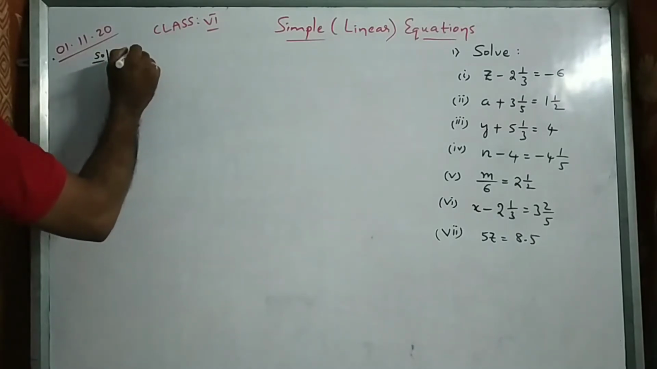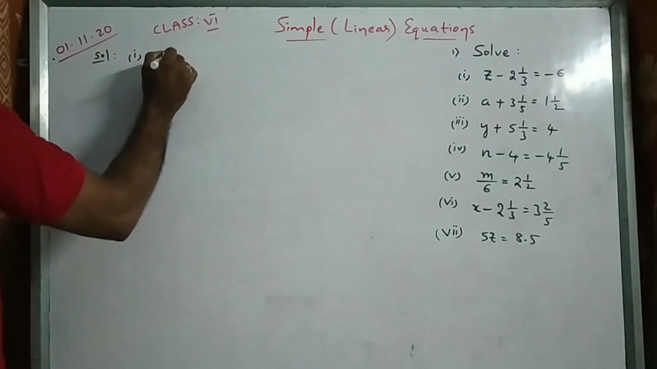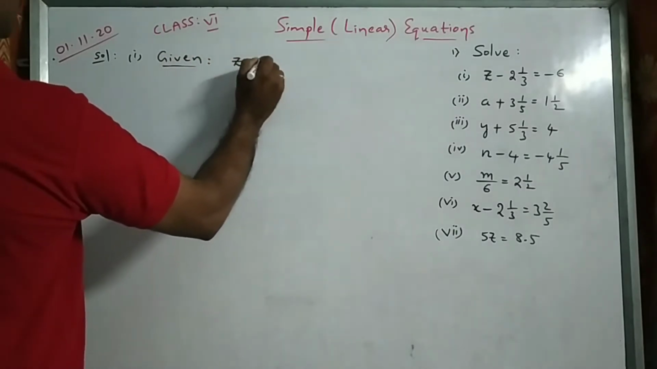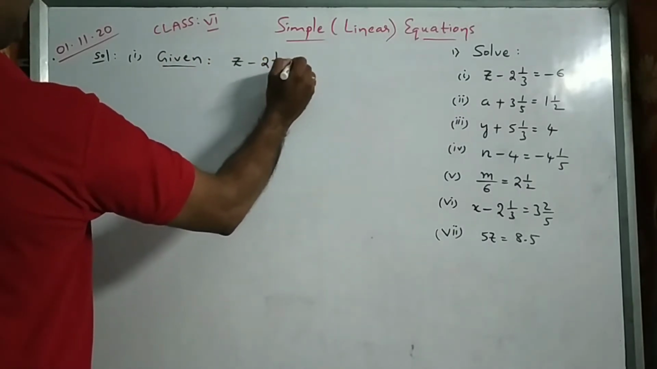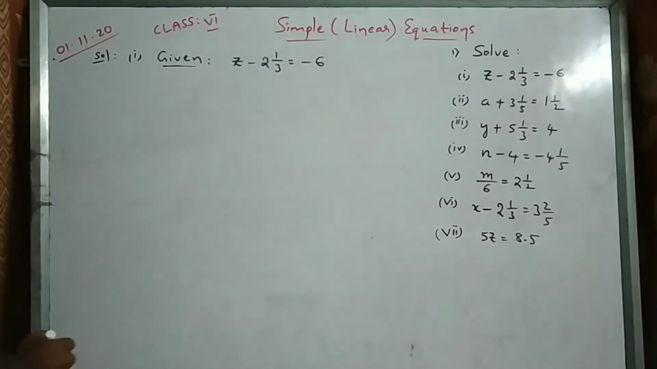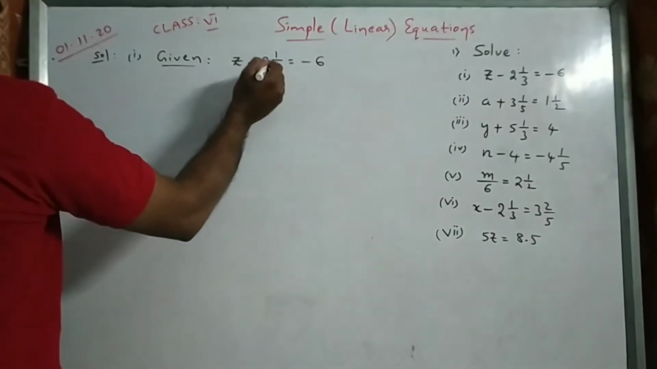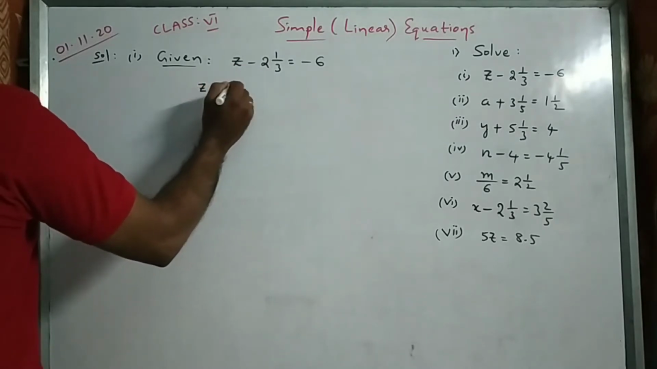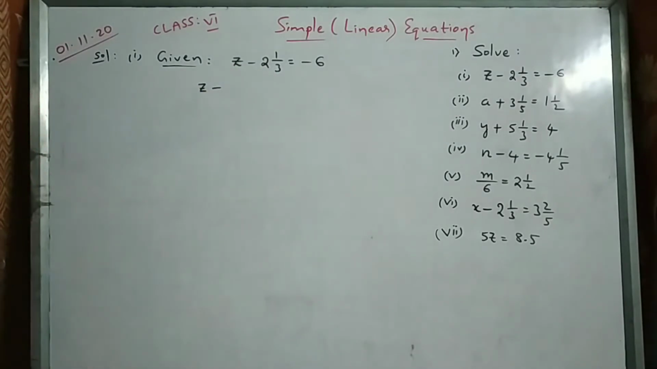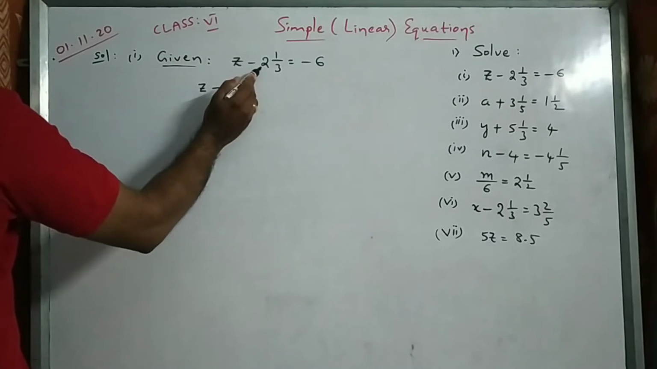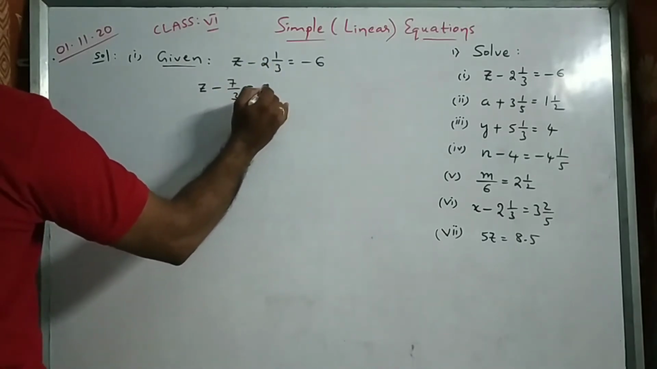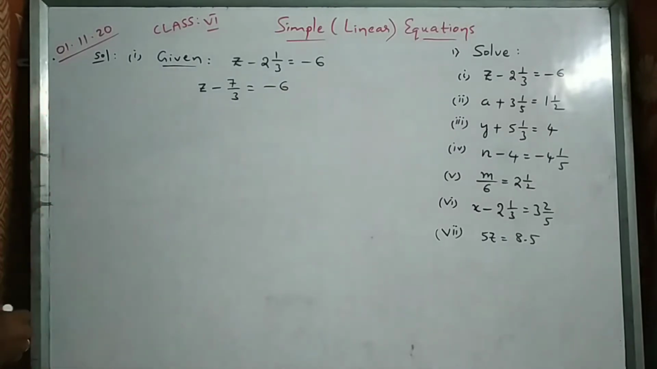First question, what is given here? Z minus 2 1 by 3 is equal to minus 6. Since it is a mixed fraction, change it into an improper fraction first. How do you change it? 3 2s are 6 plus 1, 7 upon 3 is equal to minus 6.